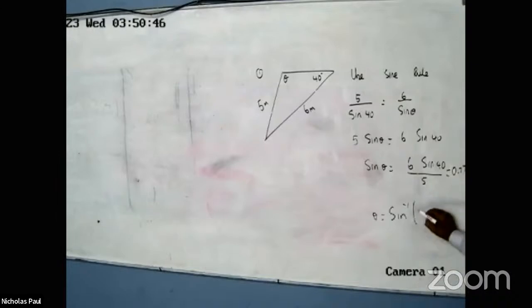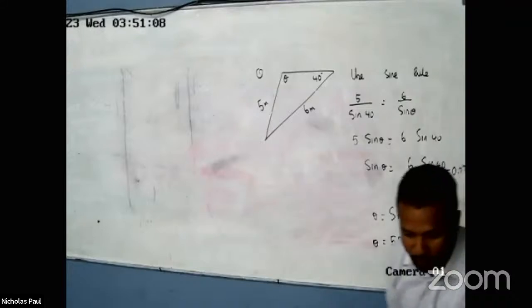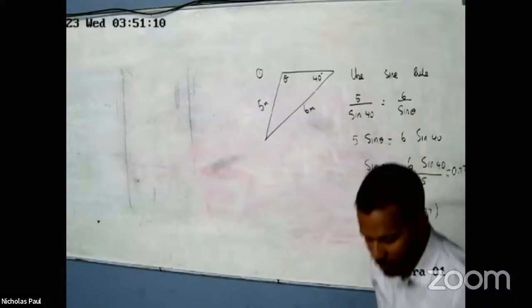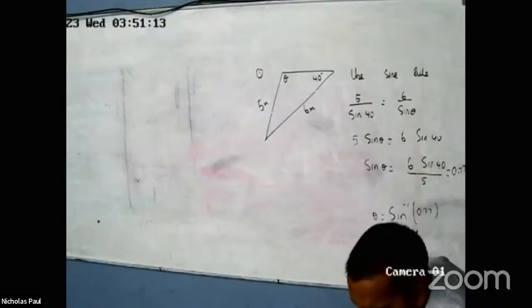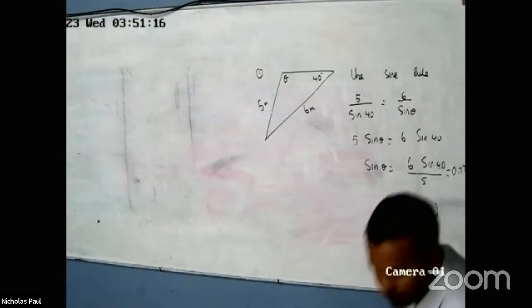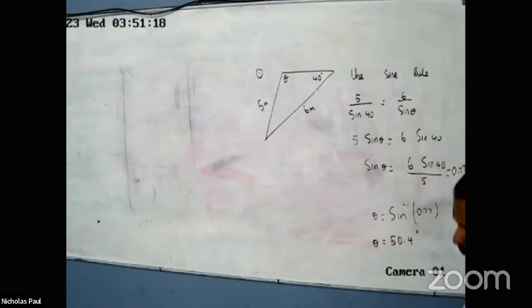0.77. So it's sine inverse of 0.77. How much is that? Three significant figures, right? 50.4. I got 50.4 online as well.